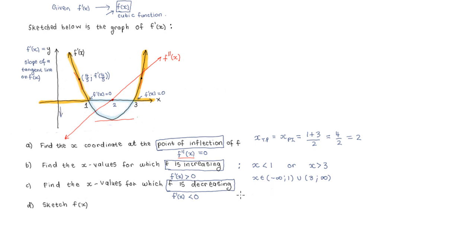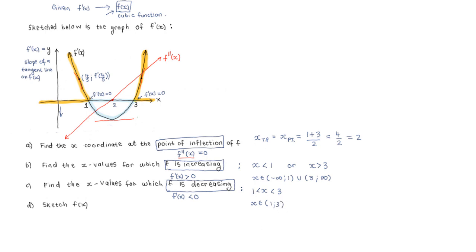So that's simply when x is greater than 1 but less than 3. We don't include 1 and 3, because at those points f prime of x is equal to 0. So those two critical points, or x-intercepts, are not included. Again, if you wanted to write this in interval notation, it would be x an element of the open interval 1, 3, because the endpoints are not included.